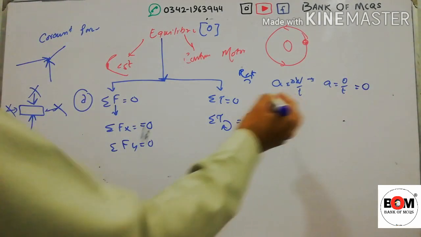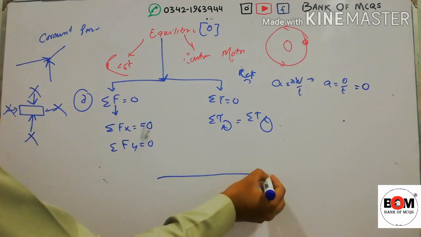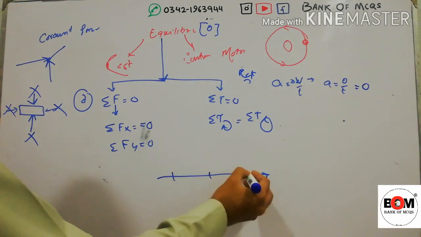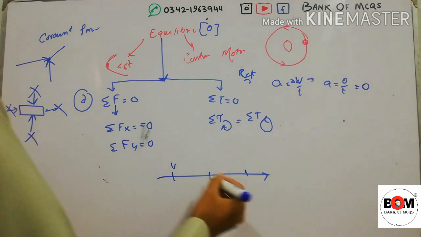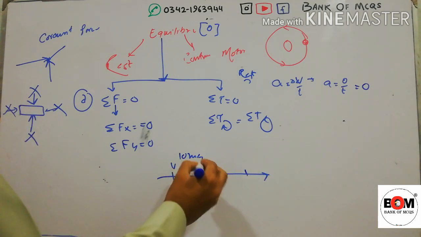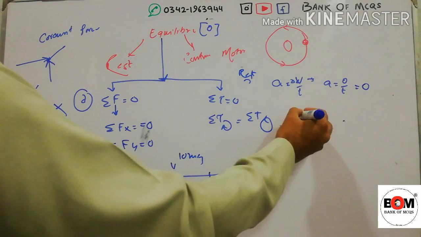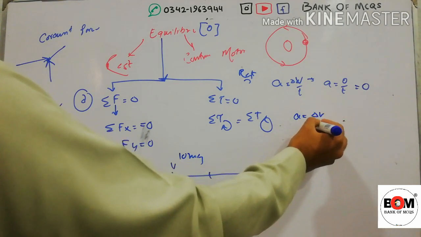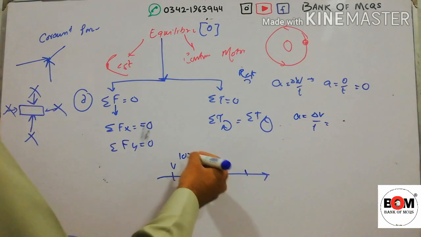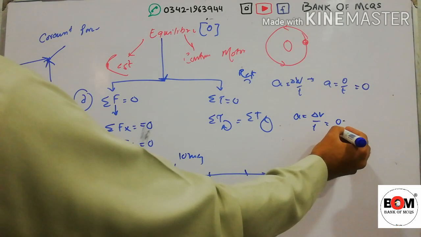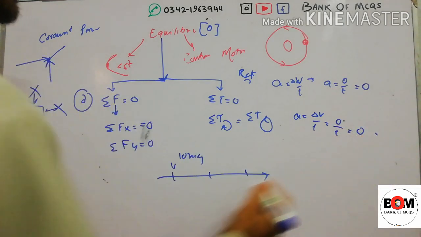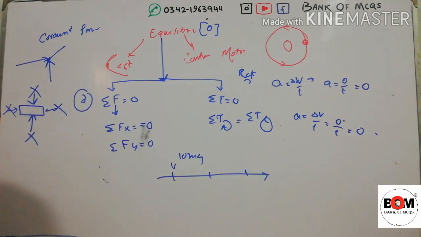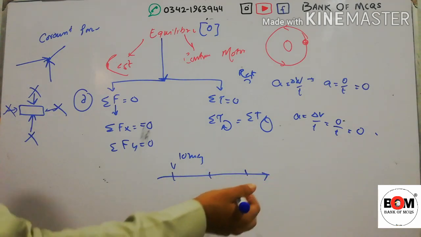Next, if a body is moving in a straight line with a fixed velocity, say 10 meters per second continuously, there is no change in velocity. So 0 divided by t is equal to 0. Again acceleration is 0, so we can say that it is in translatory equilibrium.